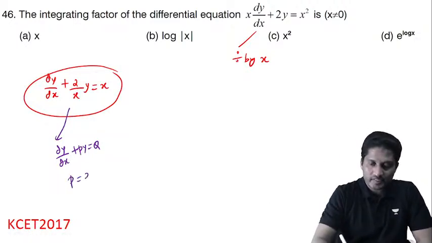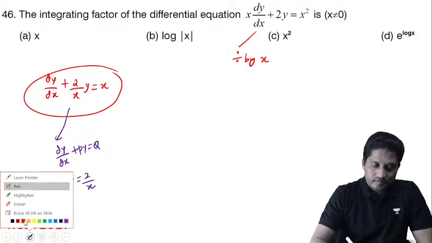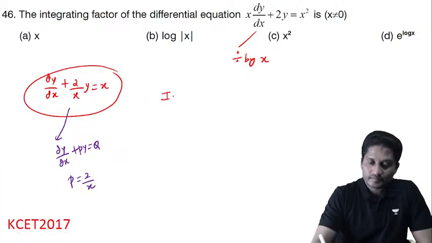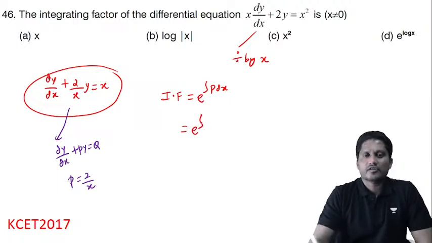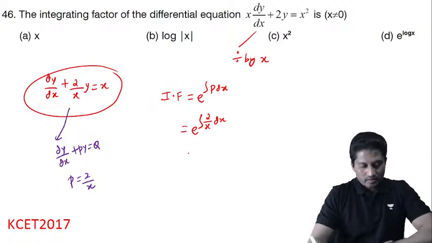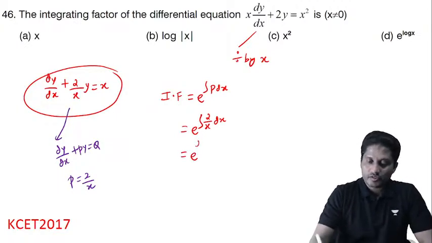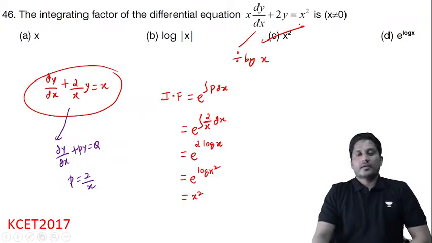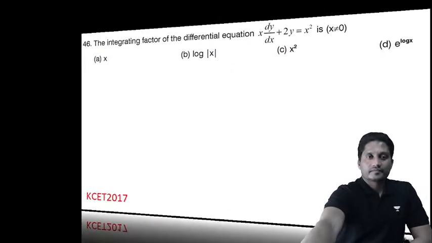P is equal to 2 upon x, right? Now the integrating factor is e to the power of integration of p dx, which is e to the power of integration of 2 by x dx. 2 is a constant, integration of 1 by x is log x. Right, 2 log x can be written as log x square. E power log x square is x square only. Answer is option C. Let's move to the next question.